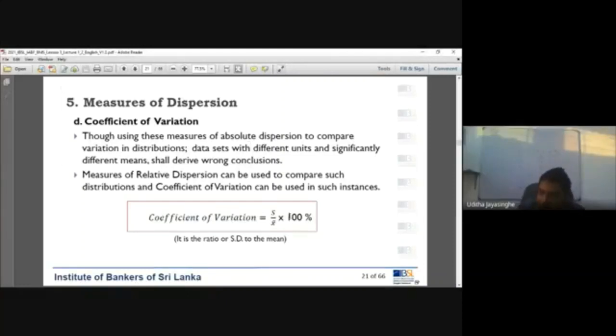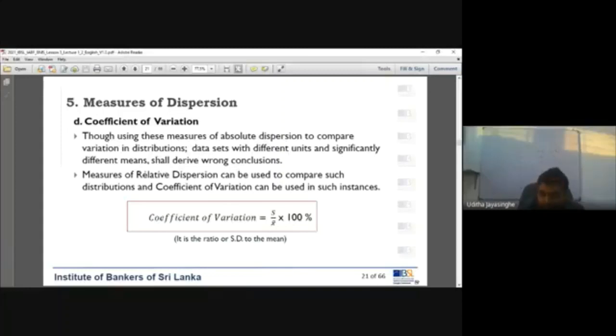This is a relative measure. Why? We take a ratio, a relative value, a percentage, as opposed to absolute dispersion, to compare variations in distribution. Data sets with different units and significantly different means can lead to wrong conclusions if you do a comparison.